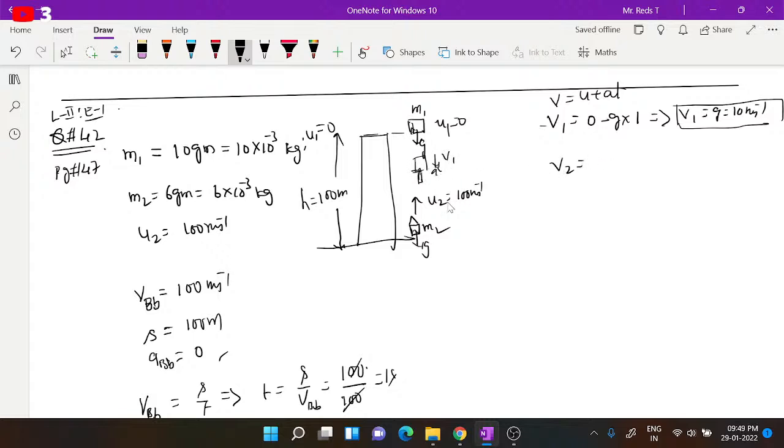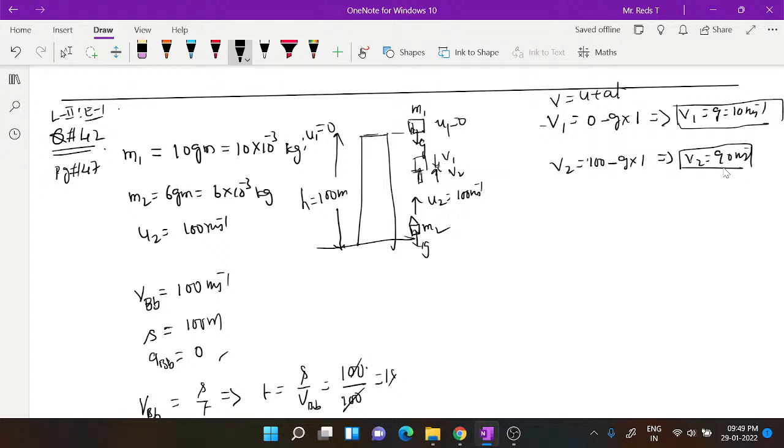Whereas v2, the final velocity of the bullet after 1 second, is v2 equal to u2 plus at. Its initial velocity is not zero. It is projected up with some initial velocity, 100. So u2 is 100, and g will of course be downward, so minus g into 1. G is 10, so 100 minus 10 is 90. So v2 is 90 meters per second. Here v2 will be in the upward direction, and v1 will be in the downward direction.